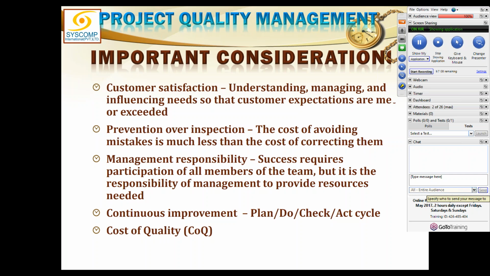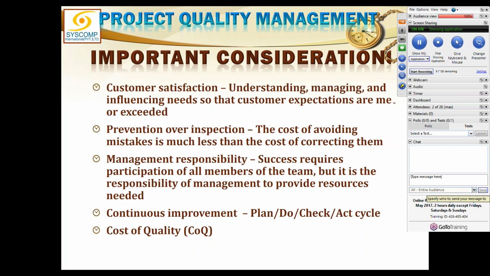Management responsibility. Quality will only improve if the top level management wants it to improve, because they have to invest in it. If they are not ready to invest in it and they just talk a lot about quality, that is not going to bring your quality up. So management should be directly responsible, should have a direct commitment towards quality, and then an organization can enhance and improve their quality.